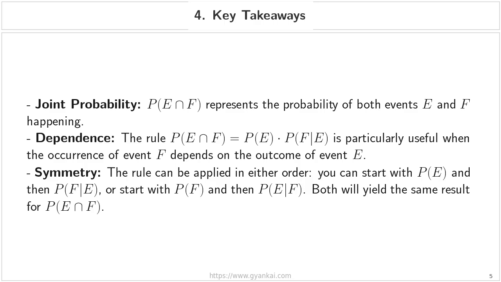Finally, notice the symmetry in this rule. Mathematics gives us some flexibility here. You can calculate the joint probability by starting with event E and then finding the probability of F given E, or you can reverse the order by starting with event F and then finding the probability of E given F. Regardless of which event you choose to analyze first, you will arrive at the exact same result for the joint probability.